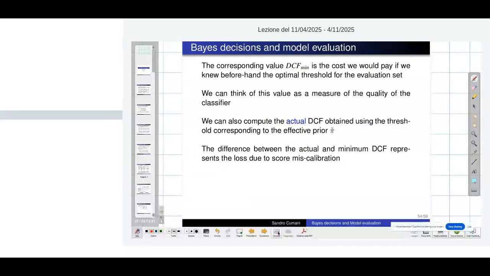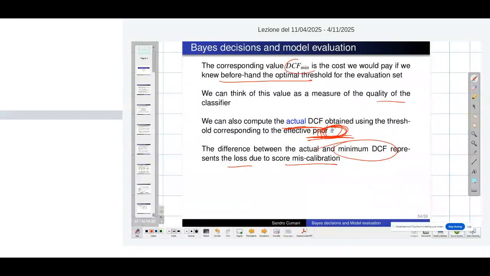Of course, this DCF is the DCF we would obtain with an optimal threshold. This is not what we will pay, but it's a lower bound on what we will pay if we use any other threshold, including the theoretical one. The difference between the actual DCF, the one that we defined up to now, computed with the application prior, with the threshold corresponding to the application effective prior, and the minimum DCF, is also called miscalibration loss. It's how much worse my results are because I'm not able to select the optimal threshold.